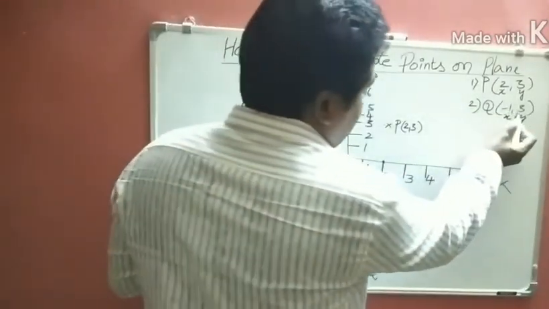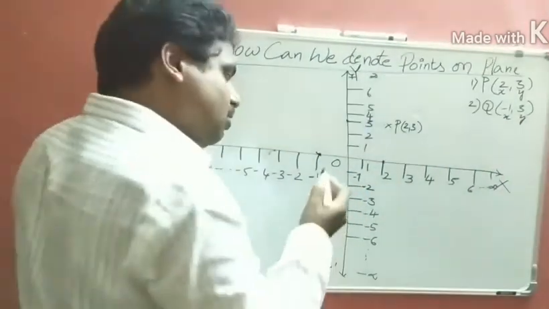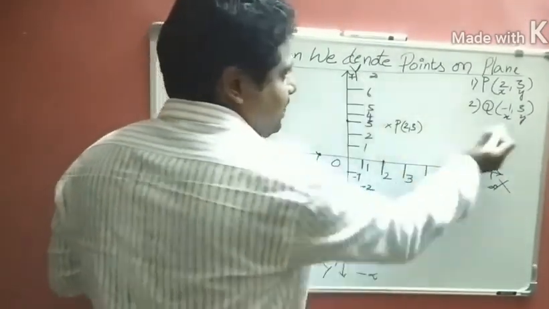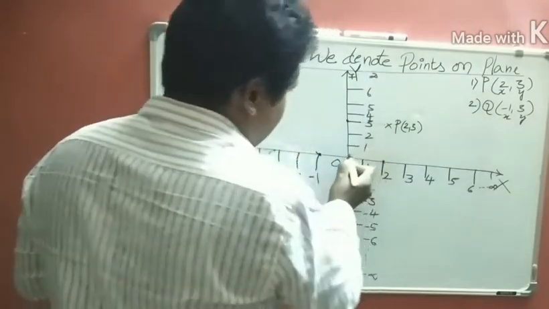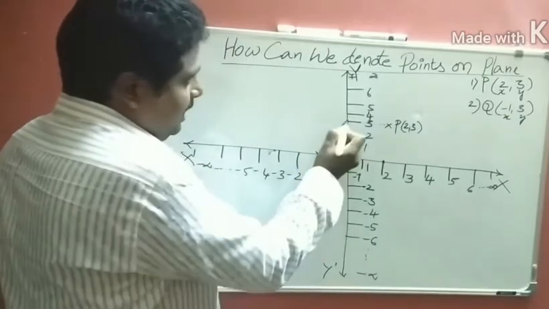And next, y is equal to 3. Is y equal to plus 3 or minus 3? It is plus 3, so that should be on the positive y axis. The second coordinate represents the y axis. So here we have 3. So minus 1 is here, 3 is here.